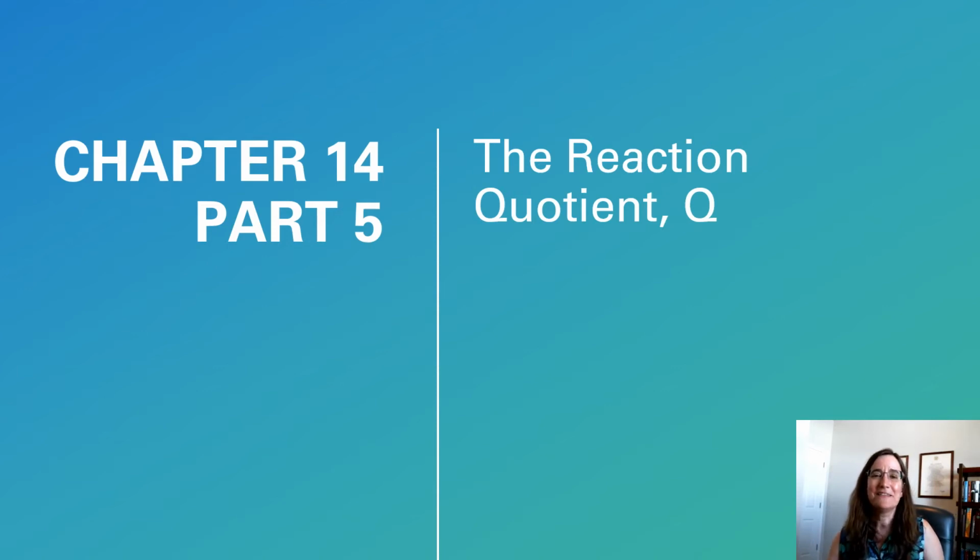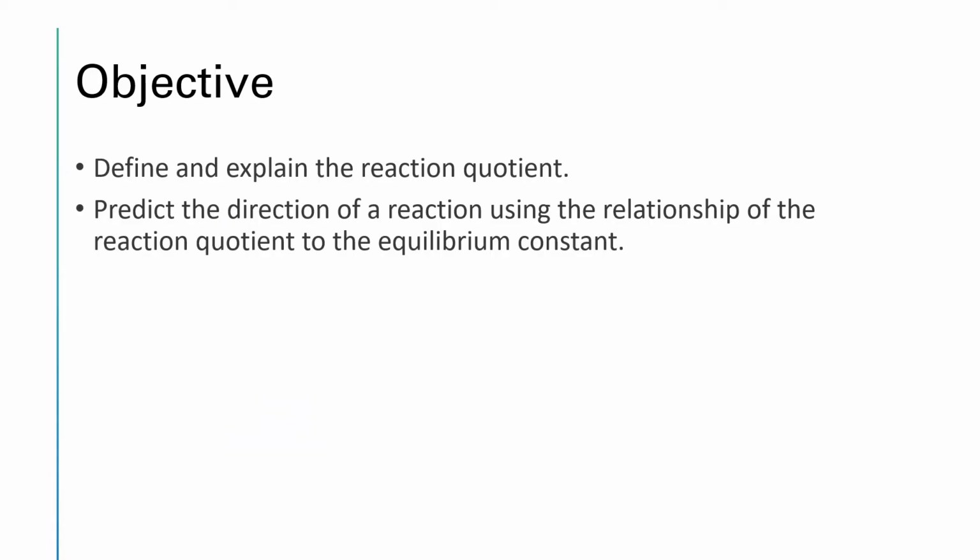Hi Bobcats. In this video we'll take a look at how you use the reaction quotient Q. It's really similar to K, but it has a little bit different interpretation. So we will define the reaction quotient Q, and we will predict the direction that a reaction has to proceed to reach equilibrium based on the relative sizes of the reaction quotient and the equilibrium constant.